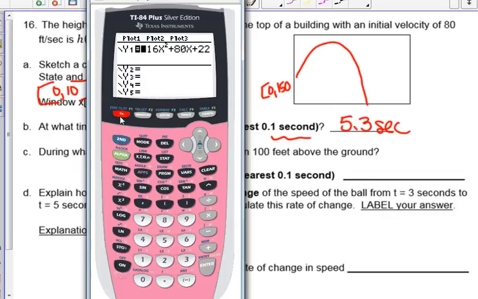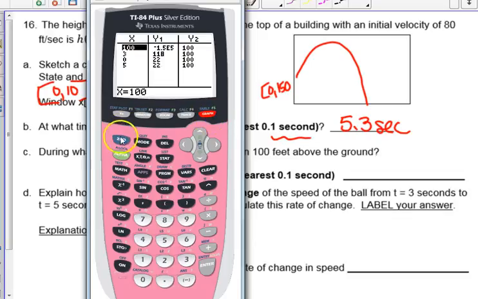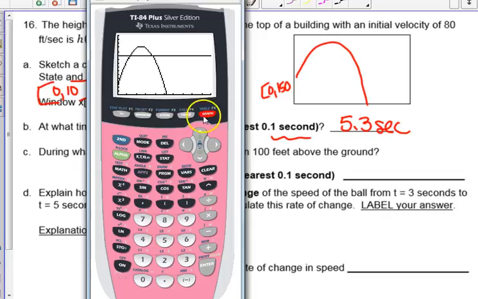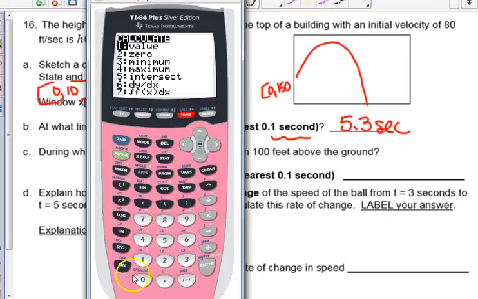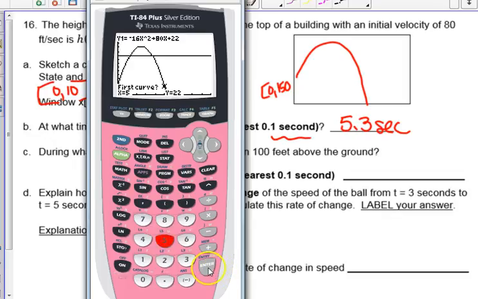I'm going to go into Y2 and put the line through at 100. And then I'm going to find those 2 intersection points. Now, this is kind of picky, and I probably won't be that picky when I'm grading it. But if you find these intersection points, this one is at 3.67.